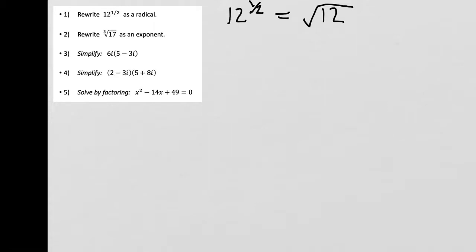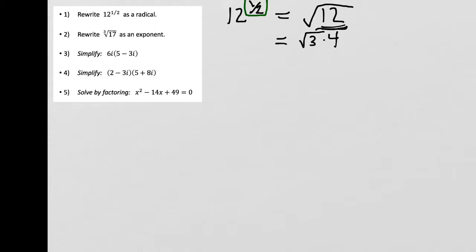A very important thing to know is that this 1/2 power is the most basic of our fractional exponents, and it just gives you the square root of 12. Of course, we're not just going to leave it as the square root of 12. We're going to see if we can reduce this at all. So the square root of 12 is the same as the square root of 3 times 4, right? 3 times 4 is 12.